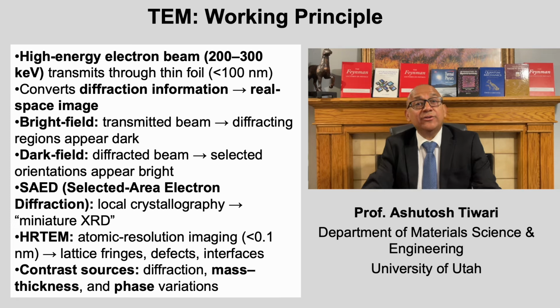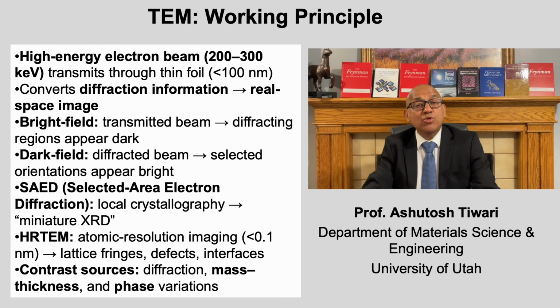A high-energy electron beam, typically 200 to 300 keV, is transmitted through an ultra-thin sample, usually less than 100 nanometers thick. As electrons pass through the specimen, they are scattered both elastically and inelastically by the atomic lattice. The objective lens forms an image from these transmitted electrons, converting diffraction information into real space contrast.